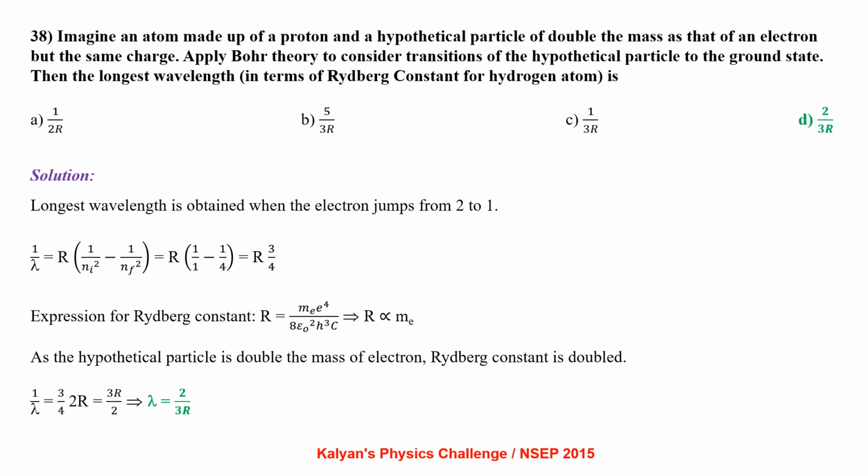Longest wavelength is obtained when the electron jumps from 2 to 1. 1 by lambda equal to R times 1 by n initial square minus 1 by n final square. So it is R of 1 by 1 minus 1 by 4, that is 3R by 4.